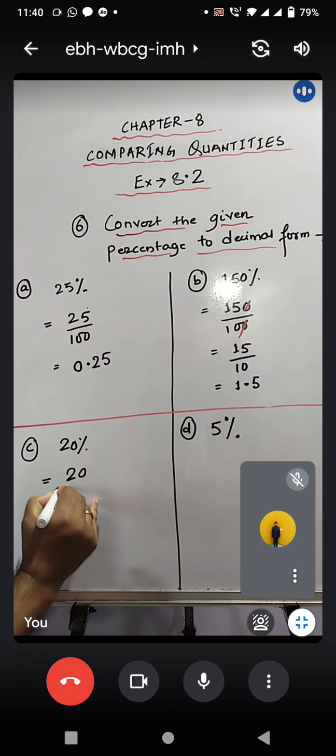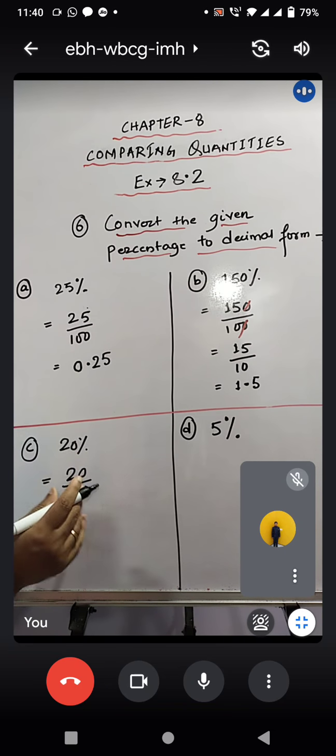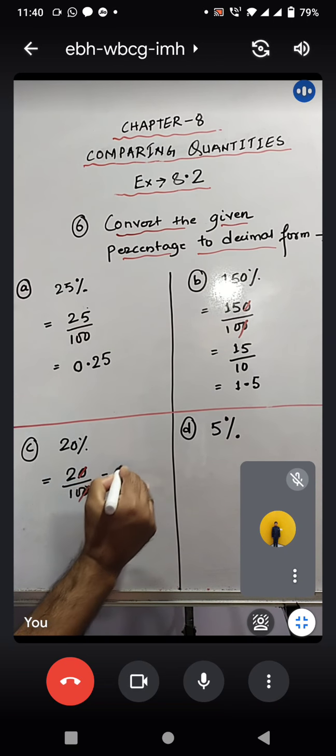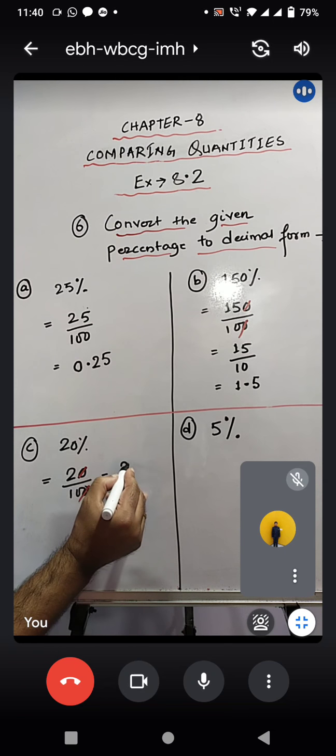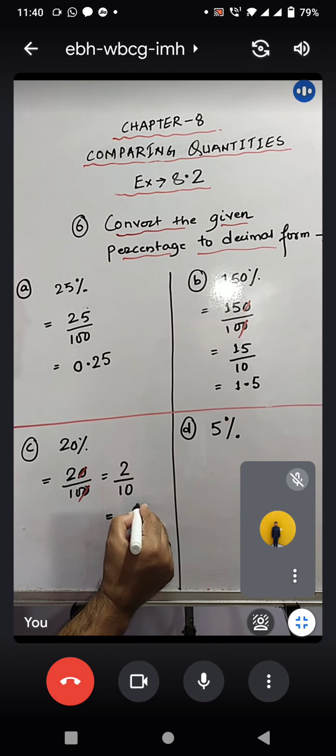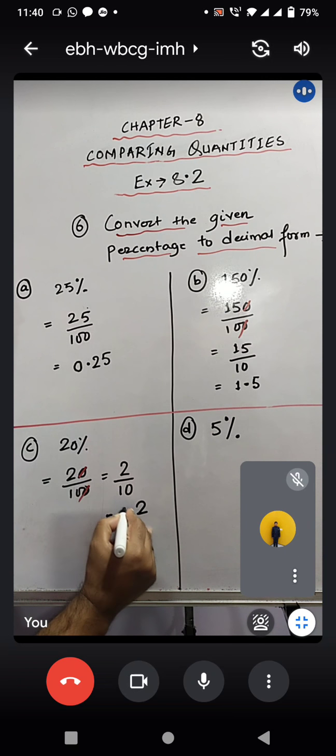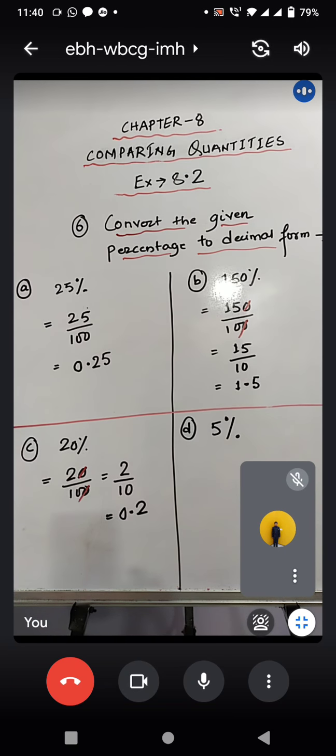Now how to write 20% in decimal form? Same way, 20% can be written as 20 by 100. Now you can cancel these two zeros, so your required fraction will look like 2 by 10. We have only one zero, so after one digit we will put the point, so 0.2. This is your required answer.